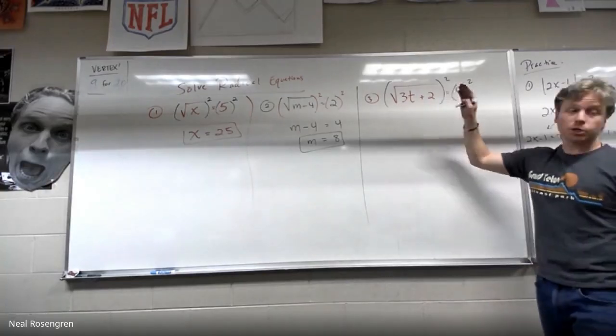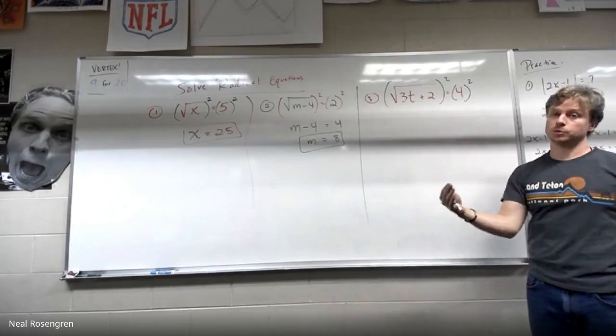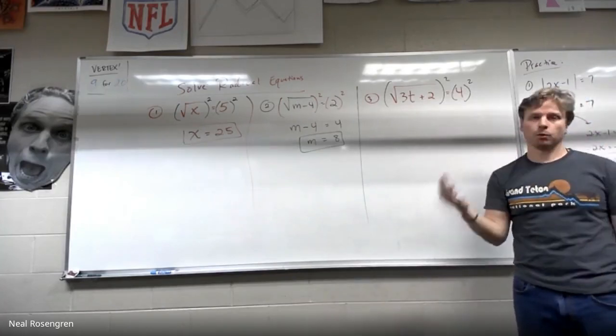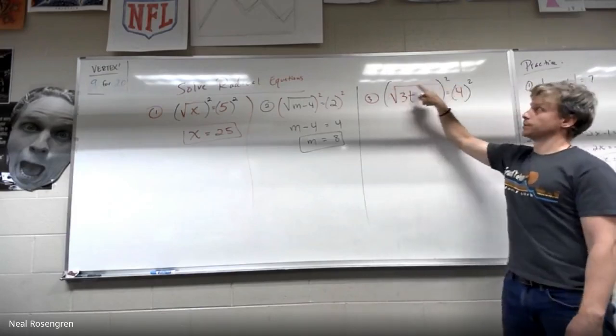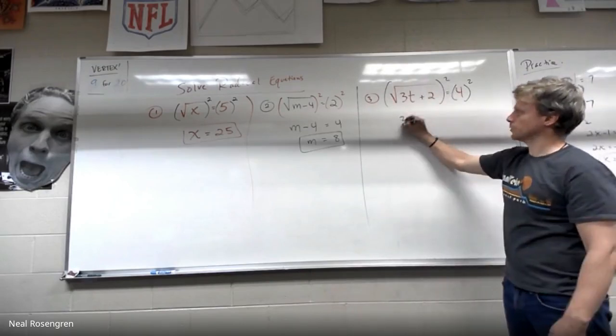If that was the cube root, for example, I would cube both sides. If it was the fifth root, I would raise it to the 5th power. Whatever that root is, you want to make sure that the root and the exponent that you're using just match. Okay, but they're just square roots. So we're good. The square and the square root cancel each other out.